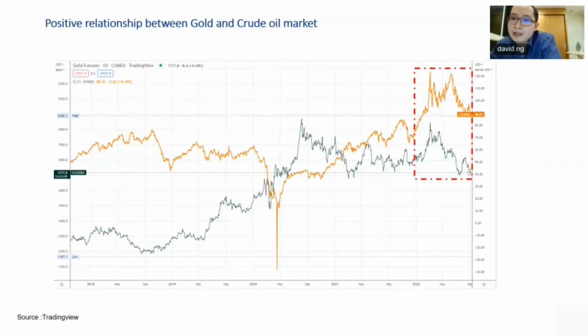Whether you can use crude oil to trade gold, I wouldn't recommend that, because crude oil, again, is a totally different product on its own. But the relationship between prices is quite interesting to watch, because these two products are displaying certain tendencies when it comes to prices.